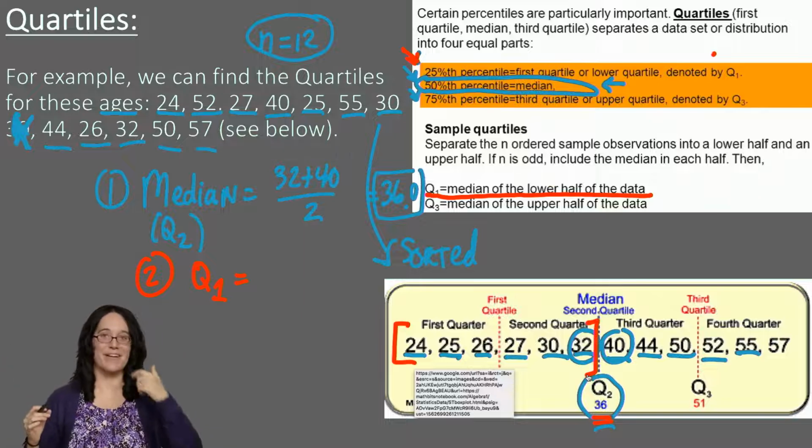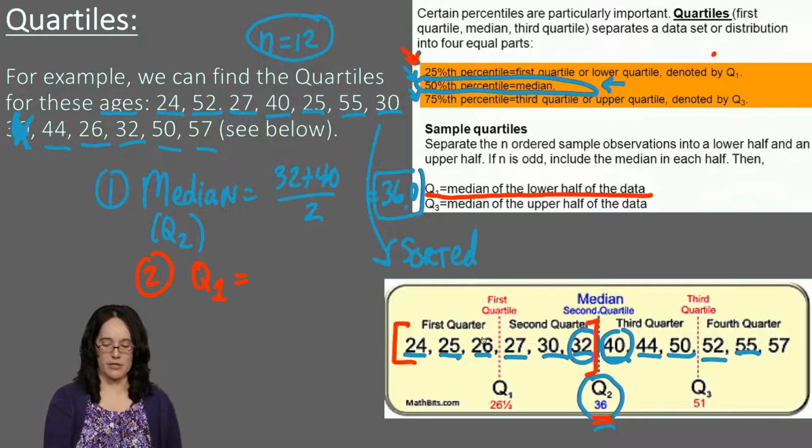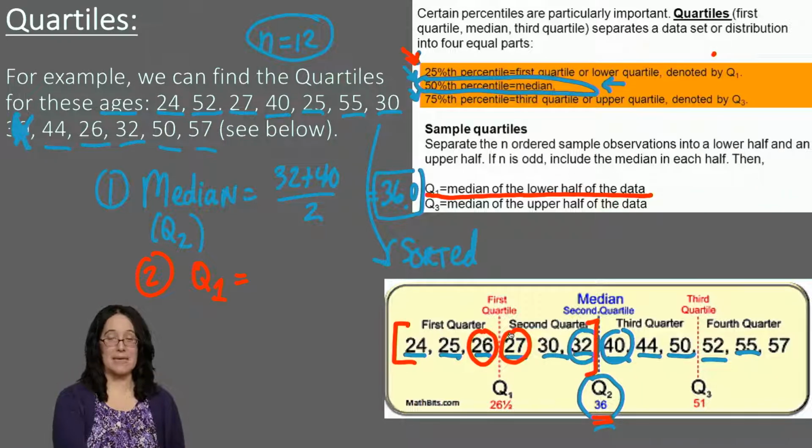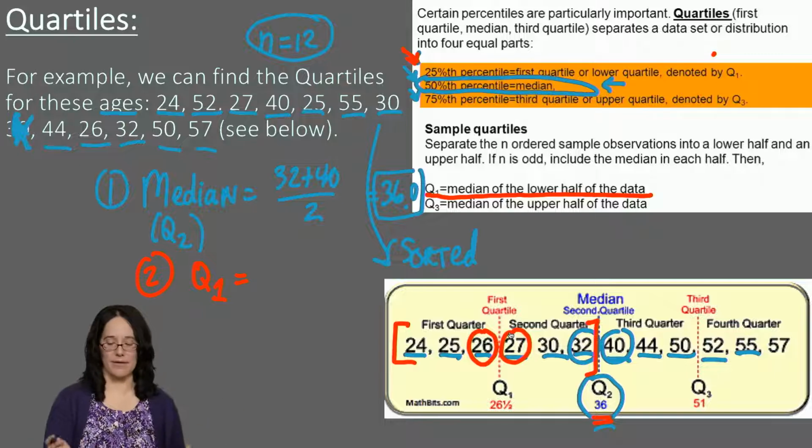How many values are there in that grouping? 6, right? And again, that's even, so I can go right to the halfway point, which is the third value, and the next value. I would be finding the median of those 2 values, the median of my lower set of data that's below the quartile 2 median. Well, this would mean 26 plus 27 divided by 2, which gives me exactly 26.5. And that would be quartile 1.